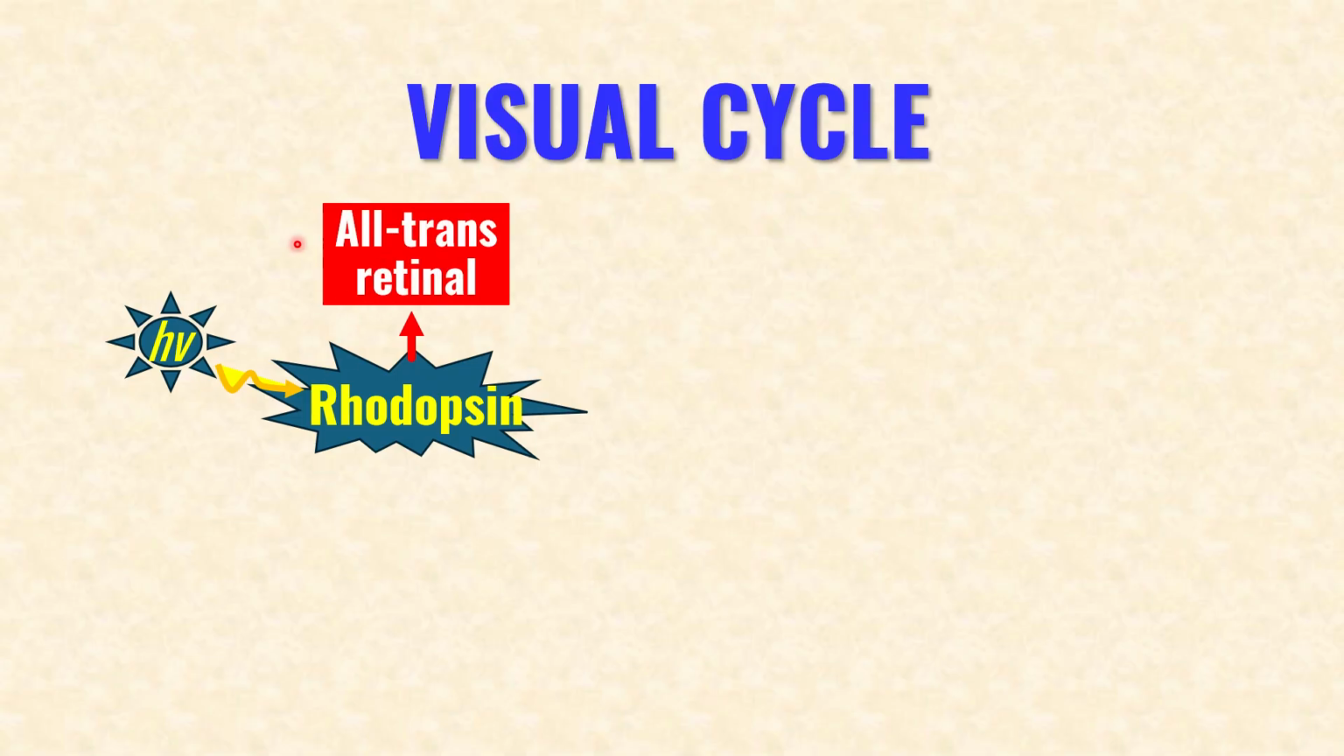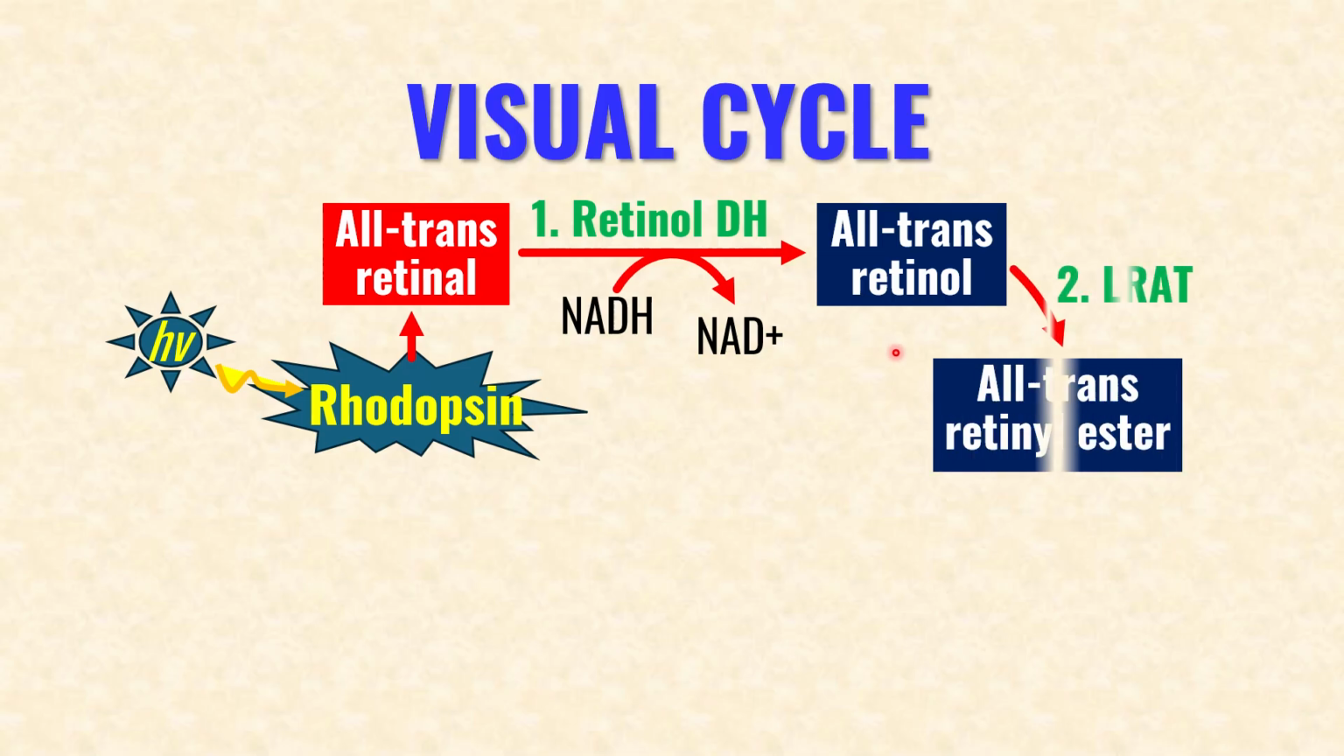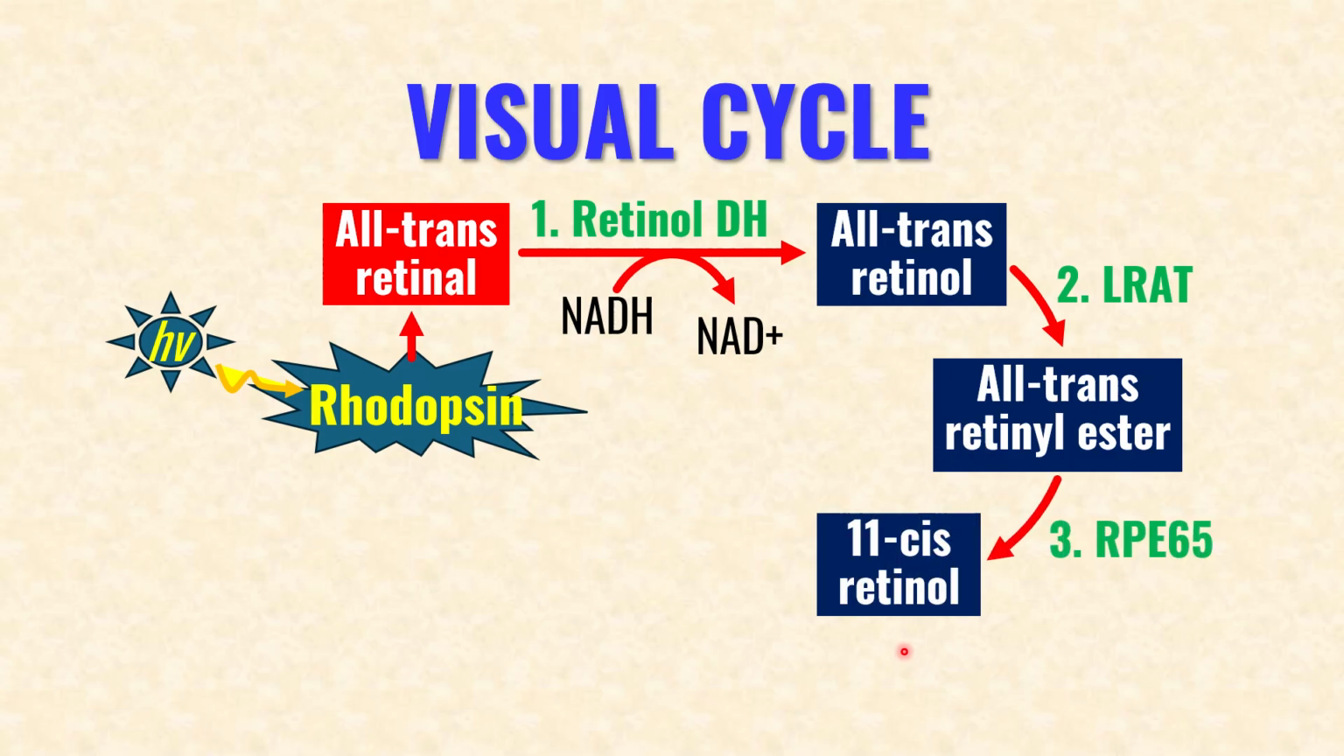This all-trans retinal in photoreceptor cells is converted into all-trans retinol. This is a reduction reaction, and this is catalyzed by alcohol dehydrogenase or retinol dehydrogenase. The enzyme utilizes cofactor NADH. All-trans retinol is converted into all-trans retinyl ester utilizing the enzyme lecithin retinol acyl transferase. Now this all-trans retinyl ester is converted into 11-cis retinol using an isomerase called RPE65, retinal pigment epithelium 65 enzyme.